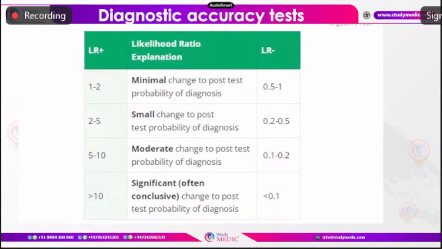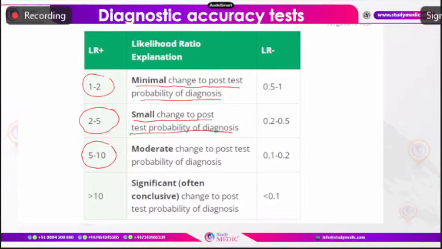Okay, so now what is this likelihood ratio explanation? If the likelihood ratio positive is 1 to 2, it is a minimal change to post-test probability of the diagnosis. It is minimally useful. If the likelihood ratio is 2 to 5, there is a small change to post-test probability. So it is mildly useful. If it is 5 to 10, there is a moderate change in post-test probability. So maybe 50 to 60% change. So it is moderately useful. And if it is more than 10, there is a significant change to post-test probability of the diagnosis of the disease. So it is a better diagnostic accuracy test.